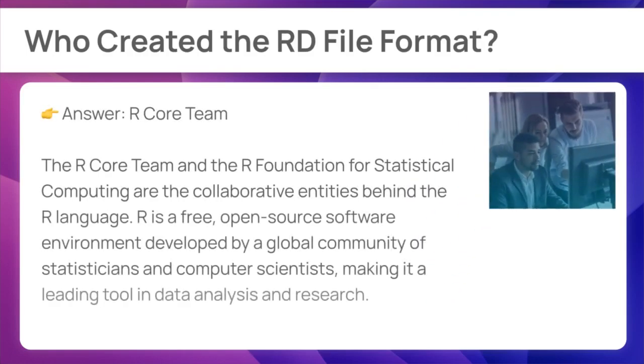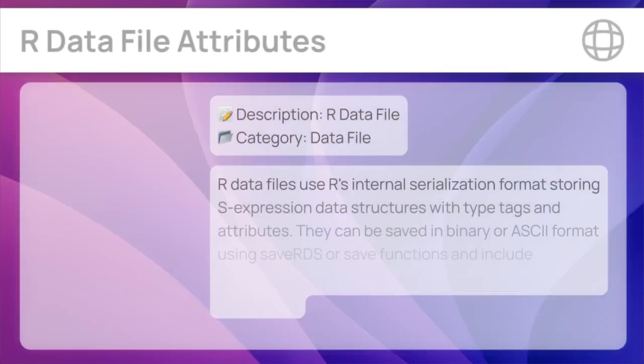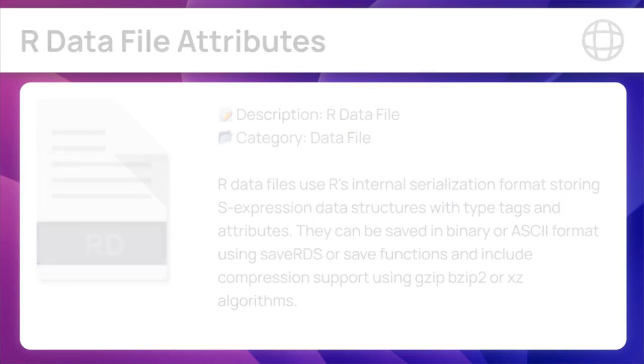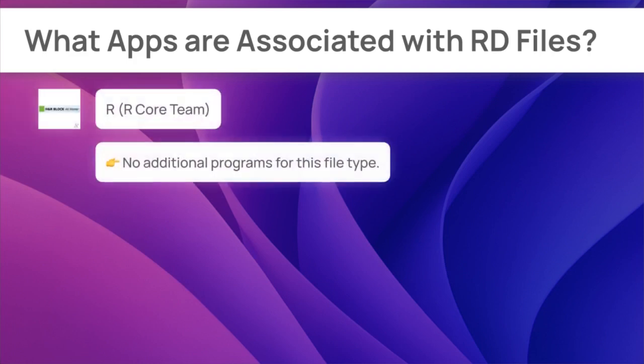They store R objects including data frames, matrices, vectors, and model results in a serialized binary, or ASCII format, for later retrieval. R data files use R's internal serialization format, storing S-expression data structures with type tags and attributes. They can be saved in binary or ASCII format using readRDS or save functions and include compression support using zip, zip2, or xz algorithms. The RD format has primary linkage to the R application by our core team.